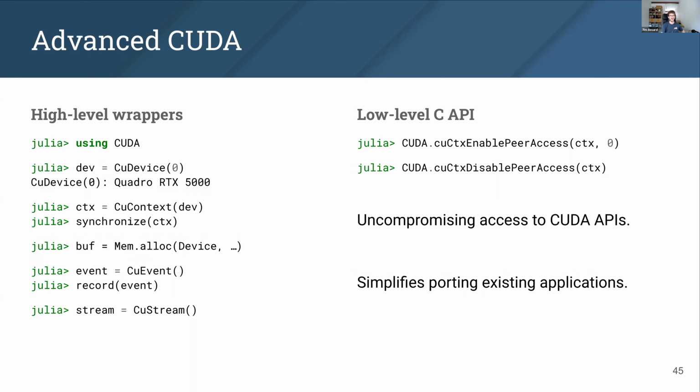And that gives you uncompromising access to the CUDA APIs, which means that if you need a certain feature that we haven't properly wrapped, like in this case, enabling peer-to-peer access between different GPUs, you can just use it, which makes it much easier to port existing applications from C or C++ to Julia. However, it is recommended to use the more high-level features when they're available.